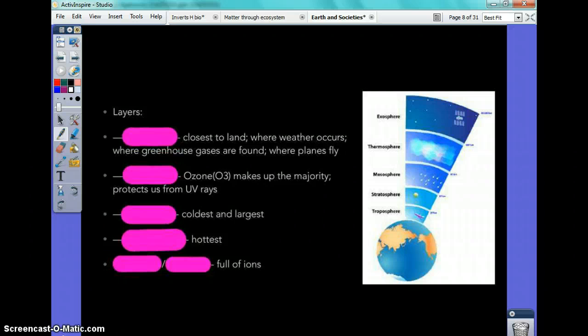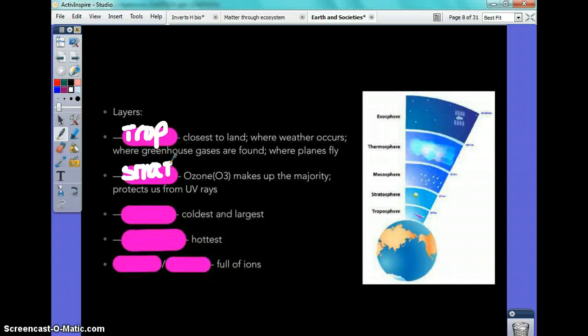Okay, so now we're going to talk about the layers of the atmosphere, and I have a picture, so you see all the layers. The closest one to the Earth is the troposphere. So it's closest to land. That's where weather occurs, where greenhouse gases are found, and where you see planes flying. The next one is the stratosphere. So that's like the ozone layer, and it absorbs UV rays from the sun.